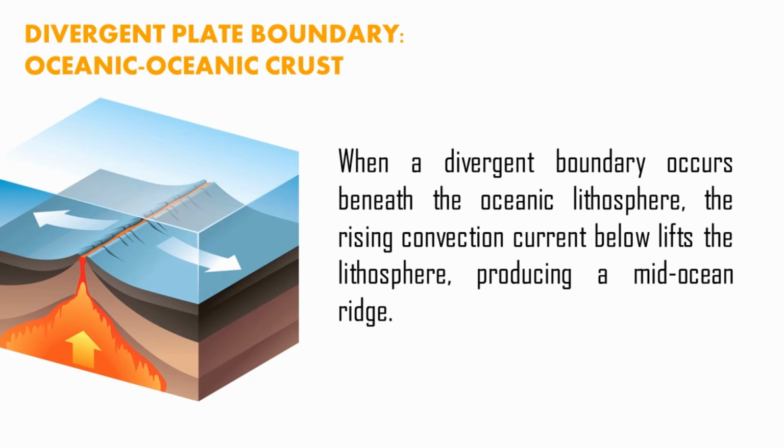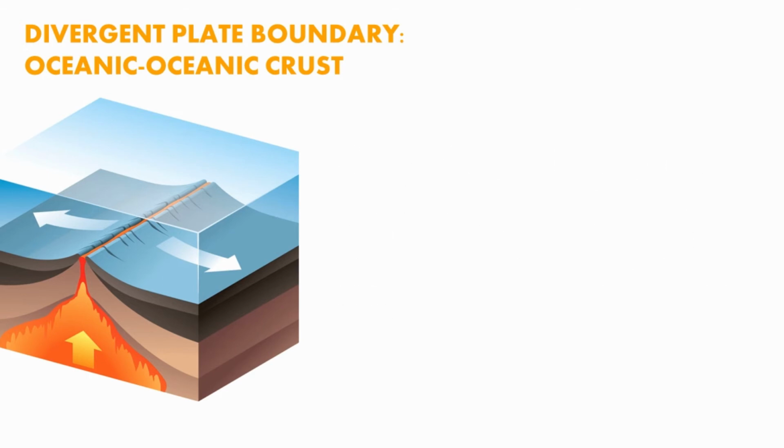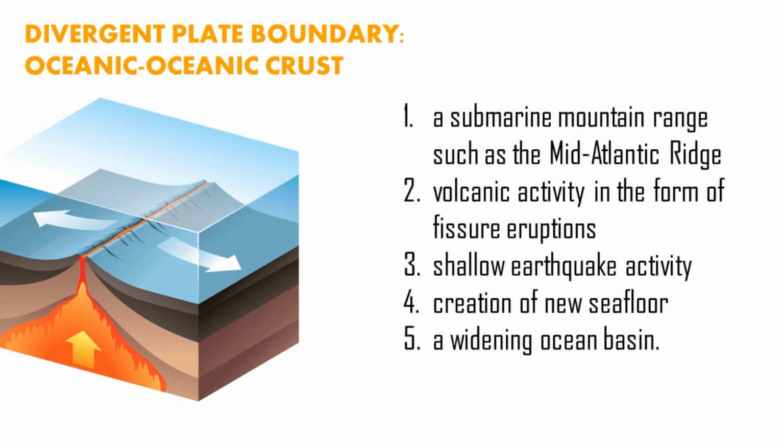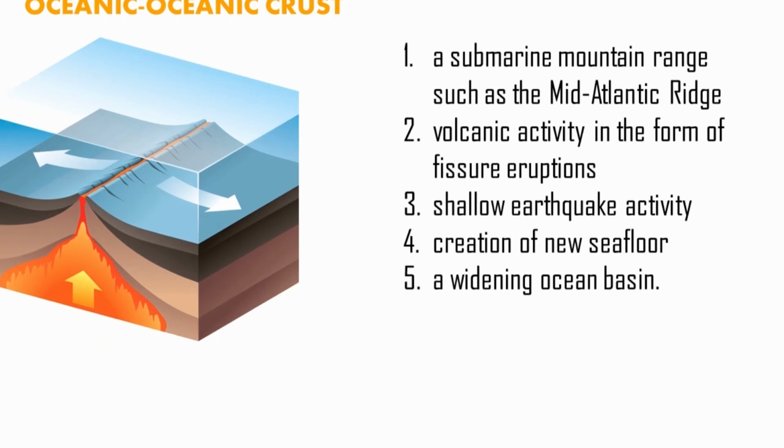When the fissure opens, the pressure is reduced on the superheated mantle material below. It responds by melting, and the new magma flows into the fissure. The magma then solidifies, and the process repeats itself. Effects that are found at the divergent boundary between oceanic plates include: number 1, a submarine mountain range such as the Mid-Atlantic Ridge; number 2, volcanic activity in the form of fissure eruptions; number 3, shallow earthquake activity; number 4, creation of new seafloor; and number 5, a widening ocean basin.